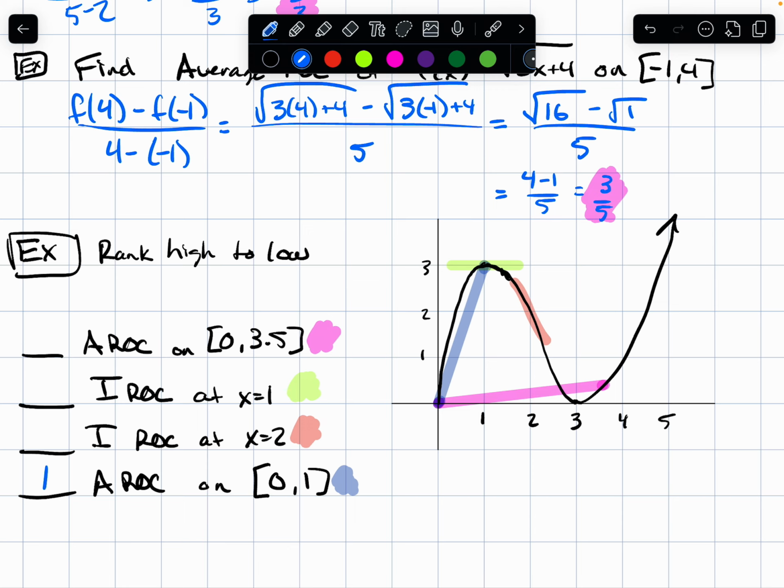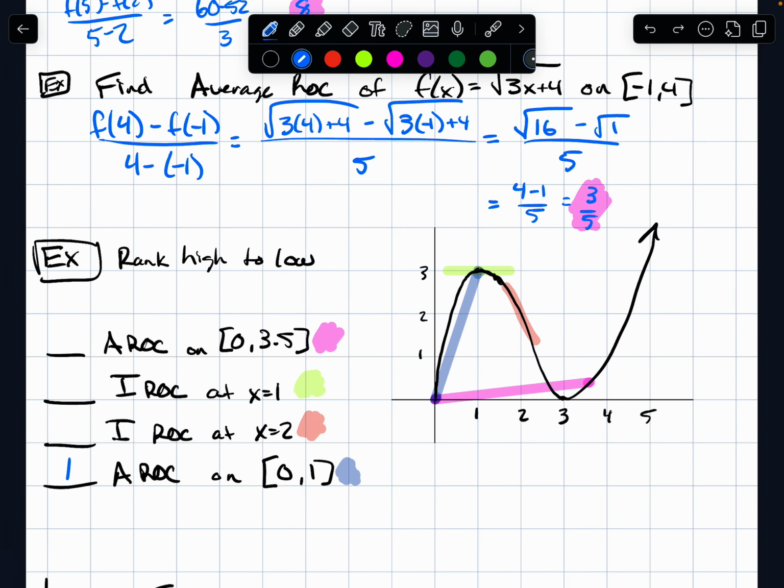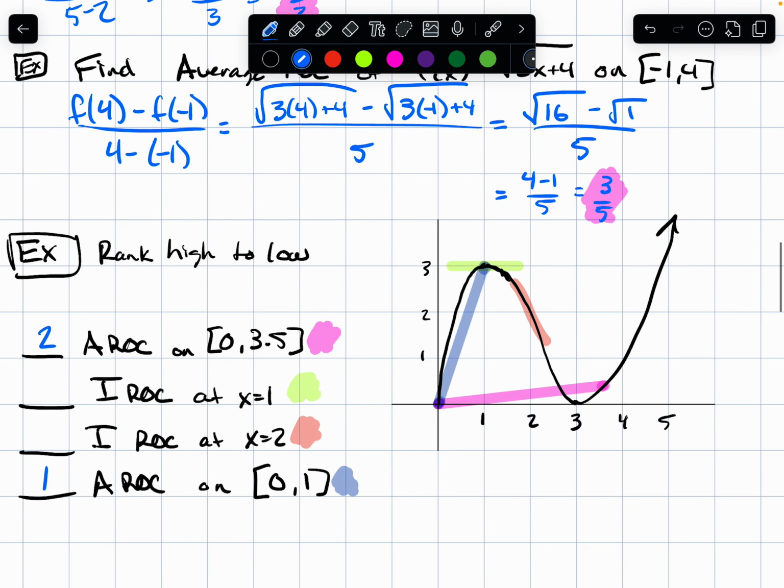Then the next highest slope is this one here, so that's going to be our 2. Instantaneous rate of change. This flat one is going to be a 0, and then this one's going to be some really big negative numbers. So we're going to have 3, then 4. So ranking from high to low. I should say, ranking slopes from high to low.